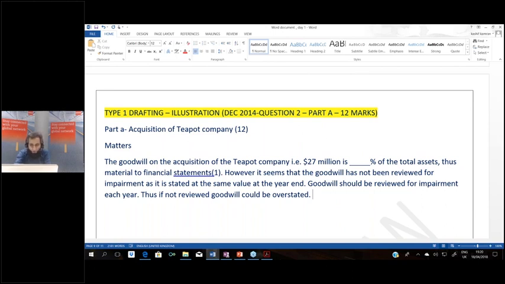Now, goodwill should be reviewed for impairment every year. That is basically the accounting treatment, right? As per the accounting standards, the goodwill should be reviewed for impairment every year, right? And it has been held at the same value. So what's the risk? The risk is, thus, if not reviewed because we're not sure, goodwill could be overstated. 1 mark. So see, I wrote my MTR in one paragraph and I got 3 marks.